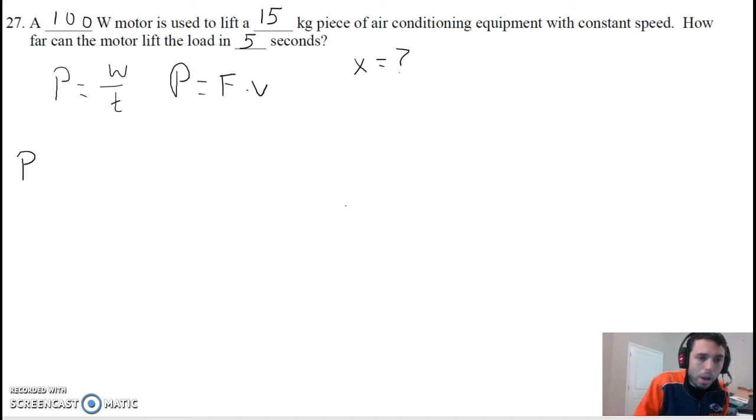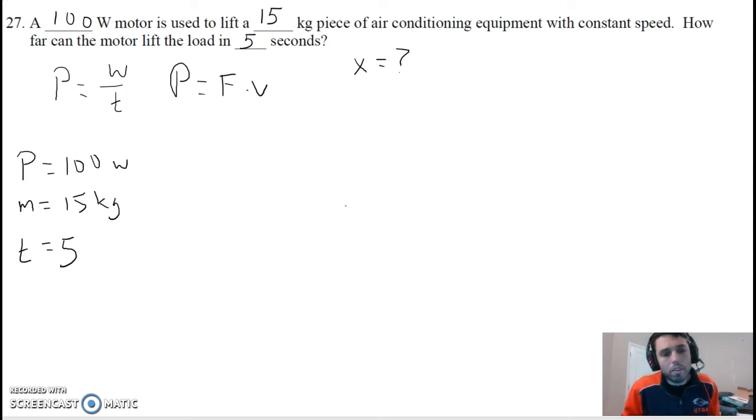So we know our power is 100 watts. We know that the mass of the object is 15 kilograms. We know that our time that we're going to be pulling on it is 5 seconds. So with this information, we can actually find the work that's being done, right? We know the power, we know P, we know T, so we can actually find work using our power equation, right? So let's go ahead and do that.